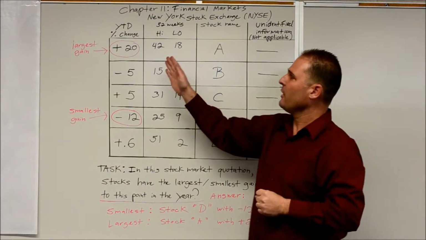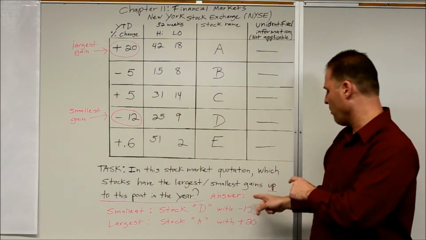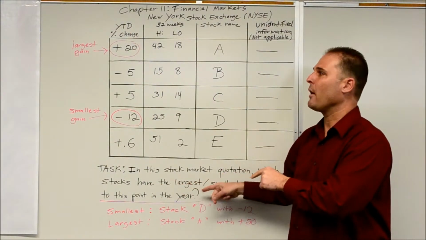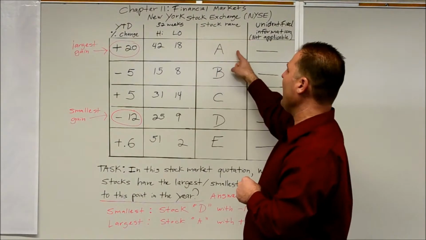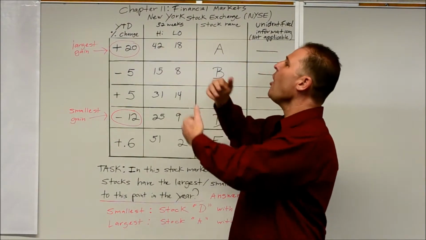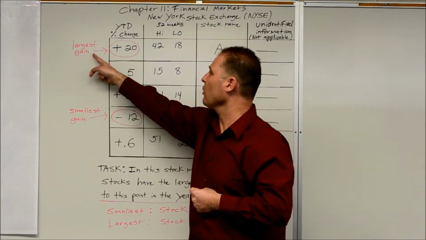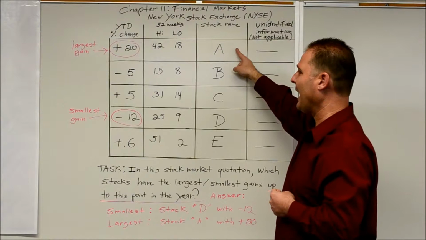The column that's very important for this task is the year-to-date change, and that relates to the point gains up to this point in the year. So stock A will see, regardless of the high and low points, the overall change within the year was 20%, quite impressive. That's the largest gain, so that goes to stock A.